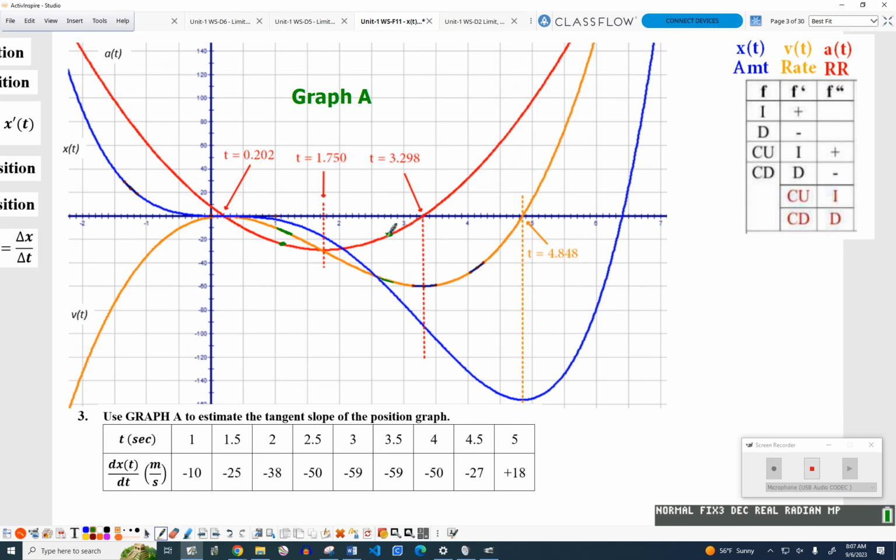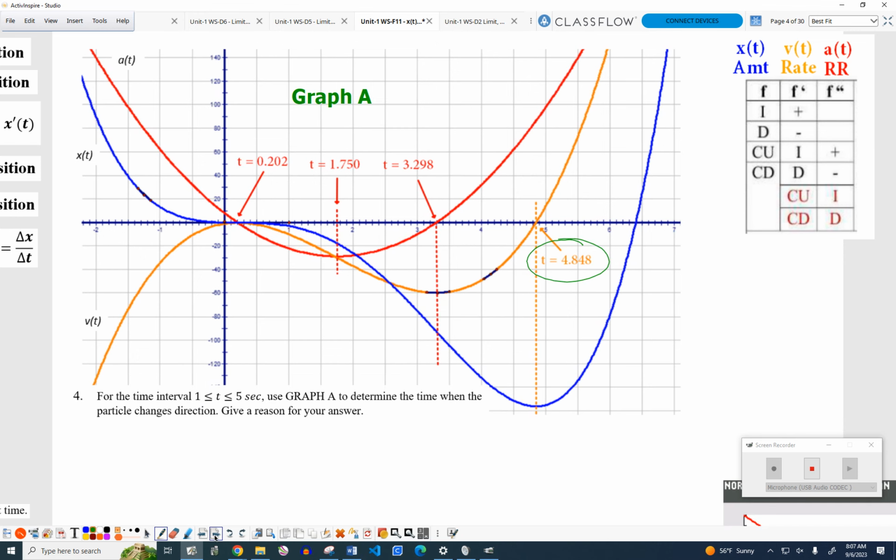Okay, number 4. Number 4 says use the graph to determine when the particle changes direction. Whenever the velocity is negative, that negative indicates the particle is moving left. So to go between 1 and 5, from here to here, this is the only time when the particle changes from having a negative velocity to having a positive velocity. That means that is the only time when the particle will change direction in that 1 to 5 second window.